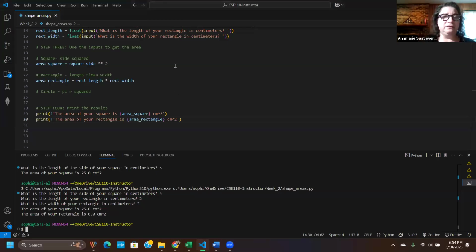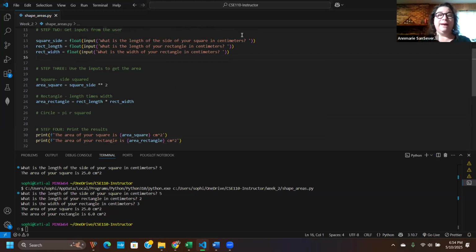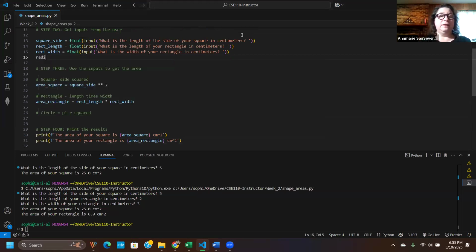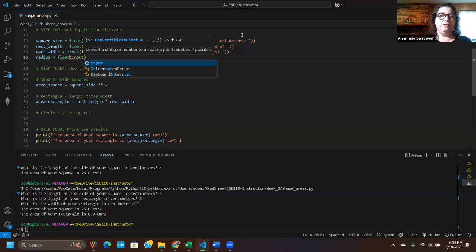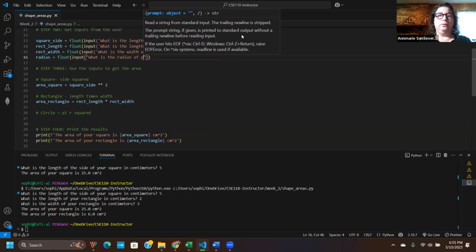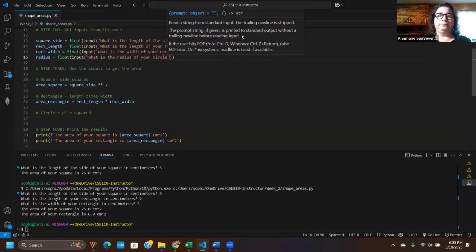Okay, and the next one is our circle. And circle is pi r squared. So we want the radius. Radius. And I think we will not need to say circle for that one. Equals float input, what is the radius of your circle in centimeters?